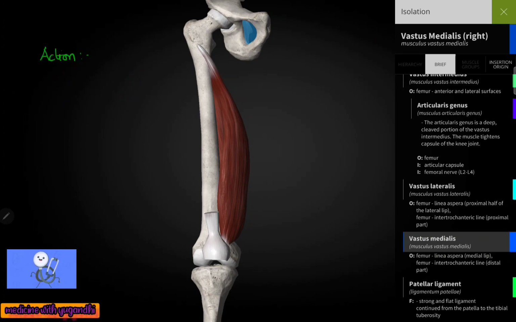Coming to its action, the main action of the vastus medialis is locking of the knee joint, whereas the unlocking is done by the popliteus muscle. Then another action is the extension of the knee joint.